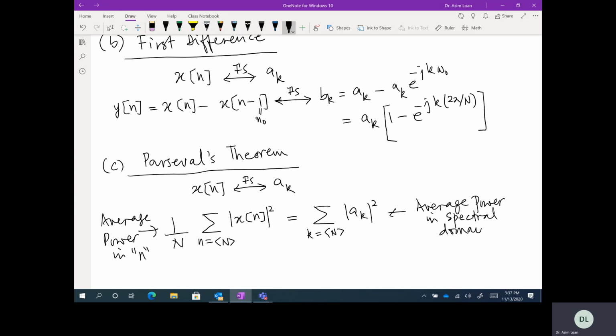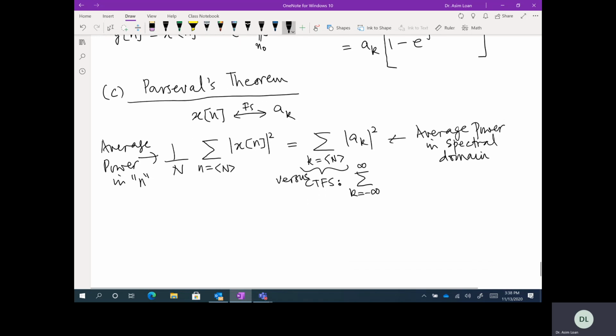The only difference was in this sum. For the continuous time Fourier series case, it is an infinite sum, going from minus infinity to plus infinity. Now it is only over N values, versus the continuous time case where we had the infinite sum.